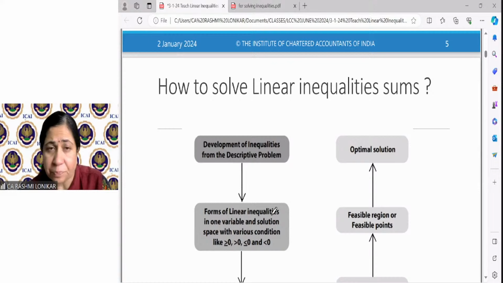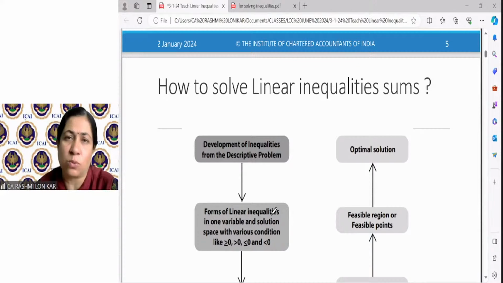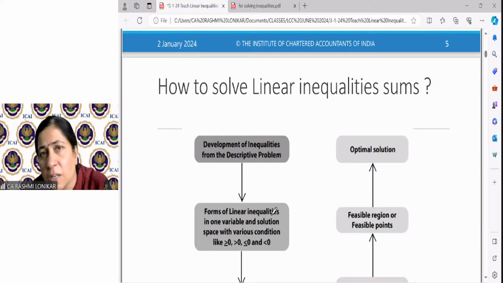Suppose if I have simultaneous equations, then I can write one equation, I write the second equation, I use the concept and I solve it. Why people find difficulty in linear inequalities is because usually the sum is in words, the concepts are given in words, and then using those words, you have to formulate the equation. This is the best way to increase your analytic skills and understanding skills, how much I understand.